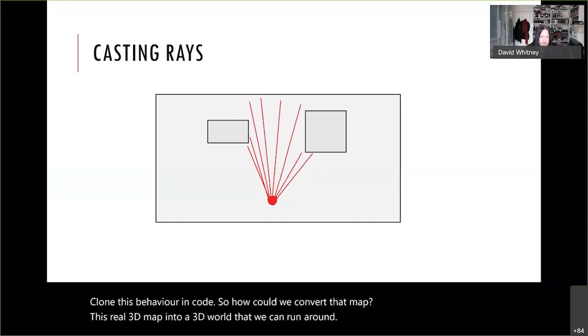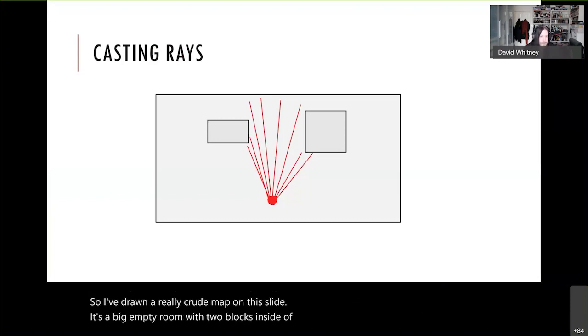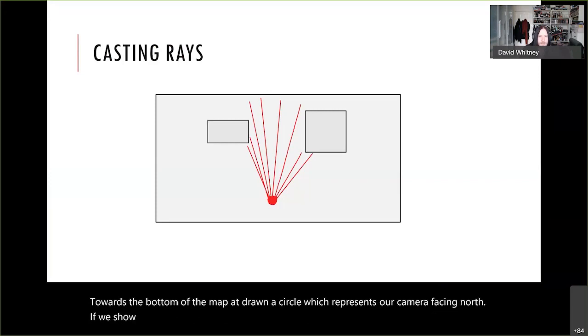So I've drawn a really crude map on this slide. It's a big empty room with 2 blocks inside of it. Towards the bottom of the map, I've drawn a circle, which represents our camera, facing north. If we were to imagine that our camera was casting rays, literally drawing straight lines for every part of its field of view, it might look something like the lines drawn from our camera point.